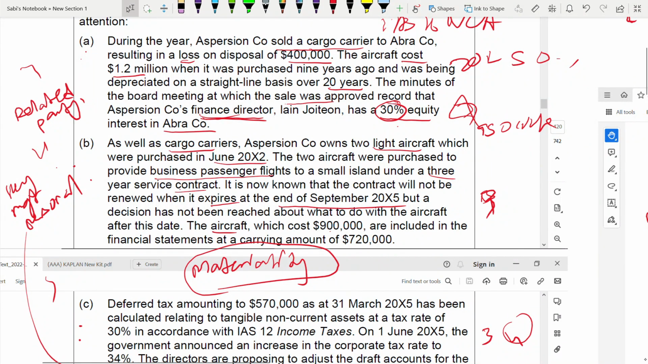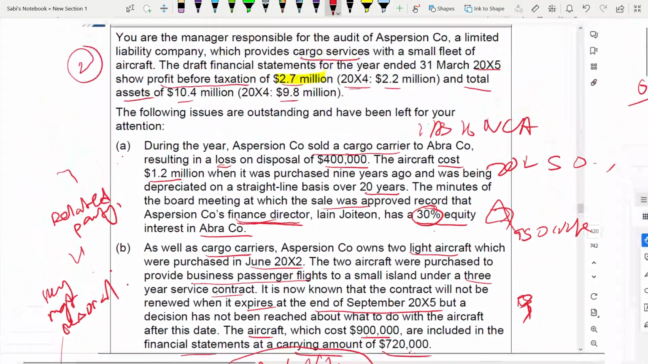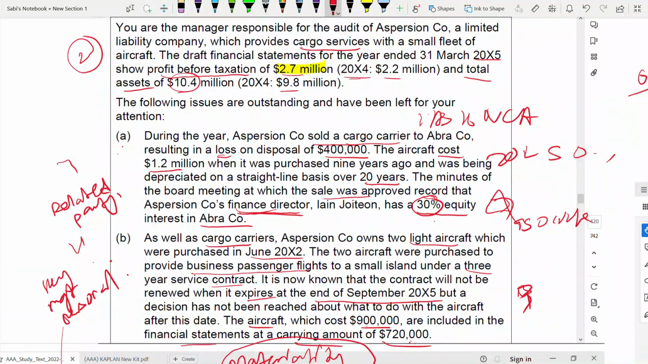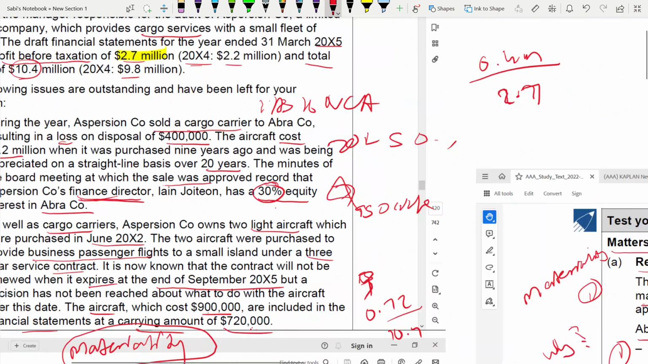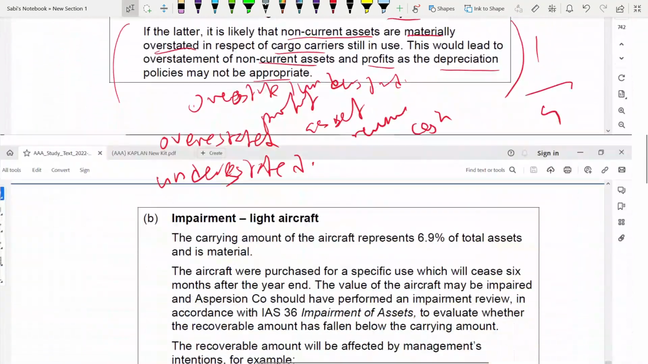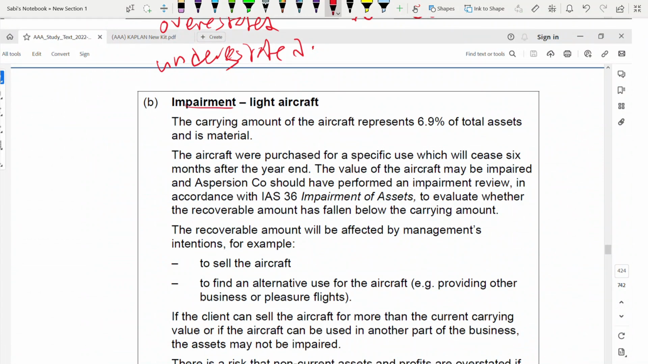The cost of the aircraft is 900,000, but in the financial statement, the carrying amount is 720,000. What needs to be done? I told you, check materiality. You have been given the cost 900 and carrying amount 720. Check this 720 against your total assets of 10.4 million to check whether it's material or not. So 0.72 million divided by 10.4 will lead up to, we'll see the answer now. Second is impairment, because you see your carrying amount is less than cost. That's why we wrote impairment as a subheading. In terms of total assets, the carrying amount is 6.9% and it's material. 1 mark.